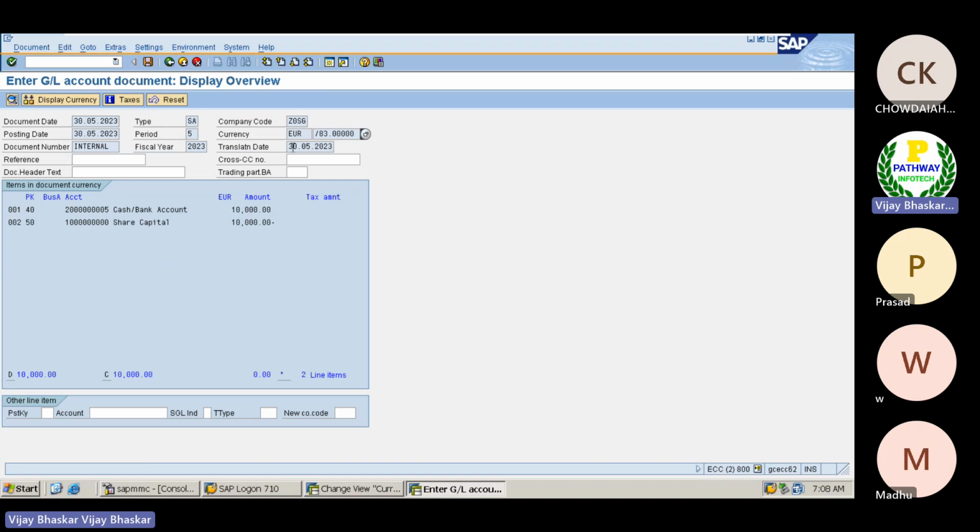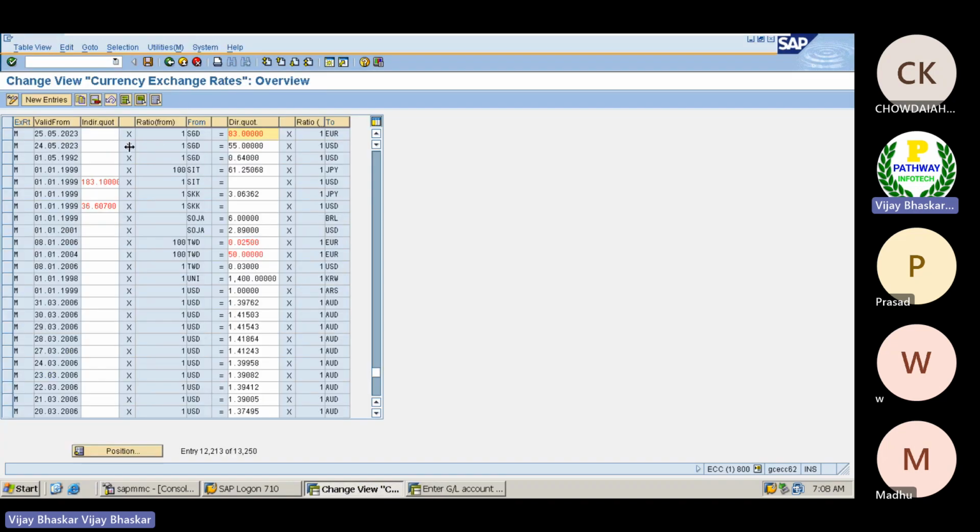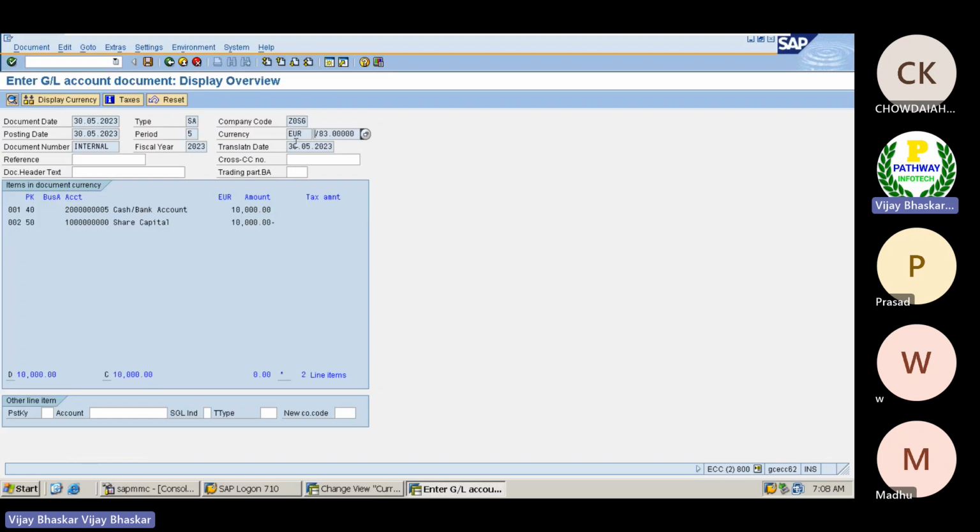Even though we are entering in EUR, the translation date is the 30th of May, and the system is picking the exchange rate 83 only. The reason being that the last exchange rate was updated on 25th of May, and after that the exchange rates are not updated. So the system is picking the backdated exchange rate for the current date postings. Remember, this is one of the important things. Then let me post this document also.